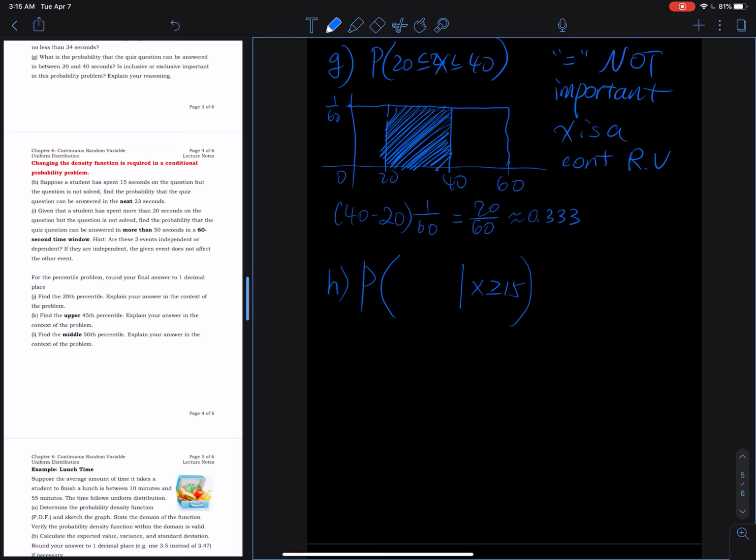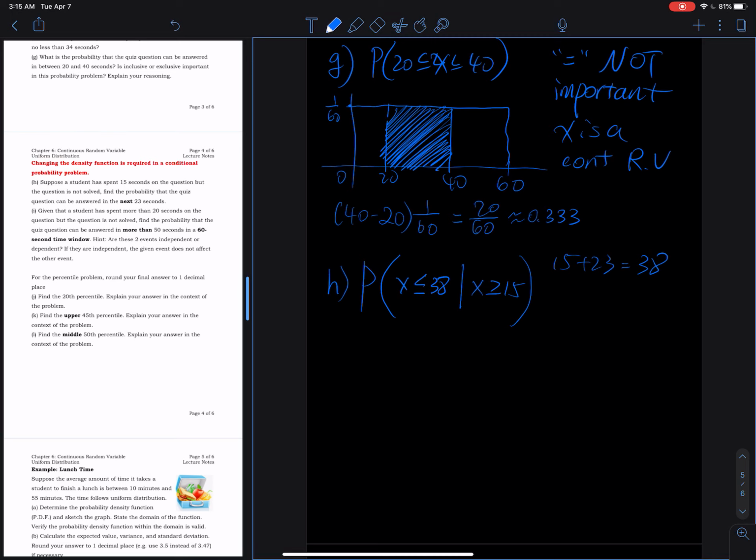The clock is still ticking, right? So it's more than 15 seconds. You are still thinking, still using time. So the clock is ticking. That's why it's greater than, not less than. And then what does next 23 seconds mean? Next 23 means you just have to add 23 to it. So 15 plus 23 equals 38. So this is x. X what? X less than or equal to 38.